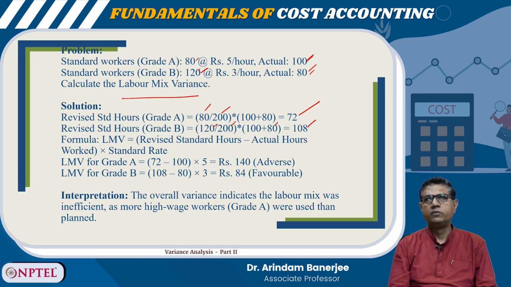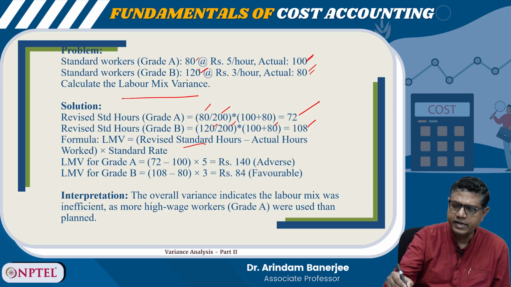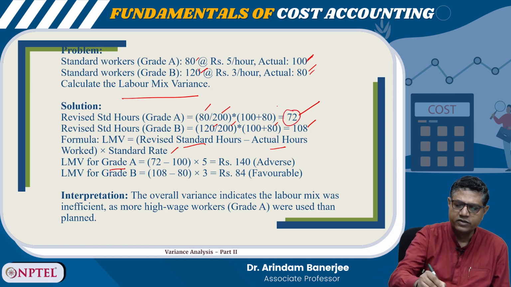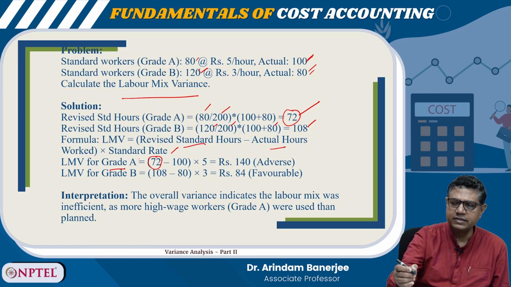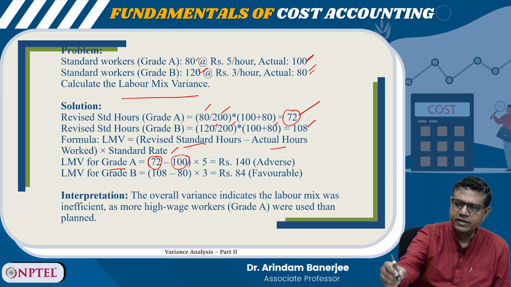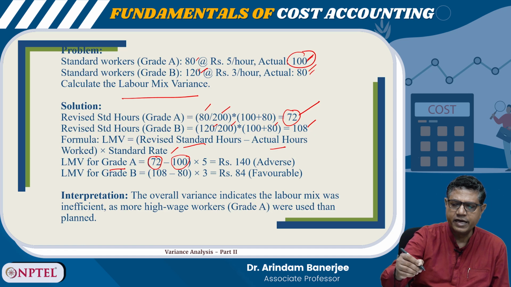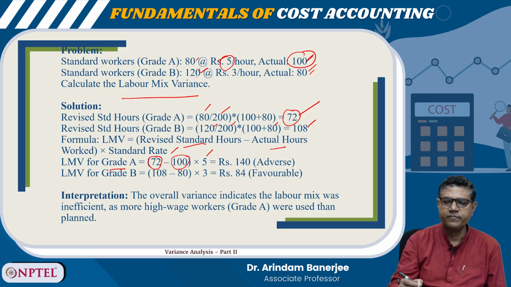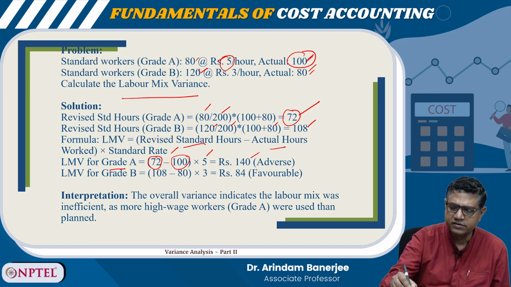What is the formula? Labor mix variance is equal to revised standard hours minus actual hours worked into standard rate, right. Now, revised standard hours for grade A, we calculated here 72. So, I am bringing here 72, minus actual hours. How much did they work? They worked 100. It is coming from here, right? Into standard rate. What is the standard rate? It is 5. It is coming here. So, it is 140, right?